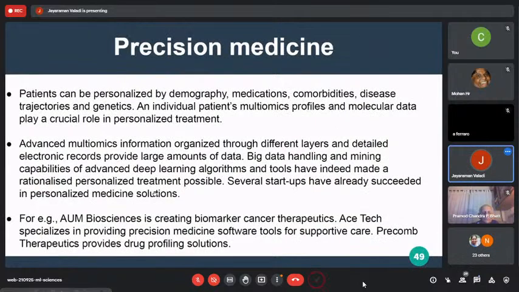They also have been used in precision medicine. Now, patients can be personalized by demography, medications, comorbidities, their disease trajectories, and genetics. Because of advances in sequencing, personal genomes can be sequenced for less than $200 nowadays. The genetic GWAS information can be used for individuals, and their multi-omic profiles and molecular data can be used, and this information can be used to prescribe precise medicines for personalized treatments.